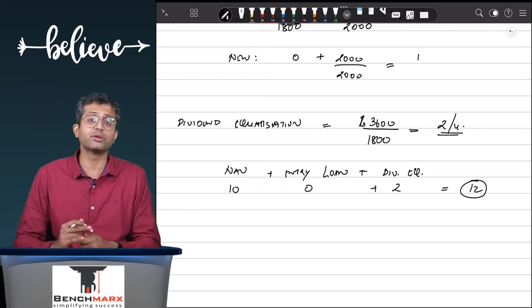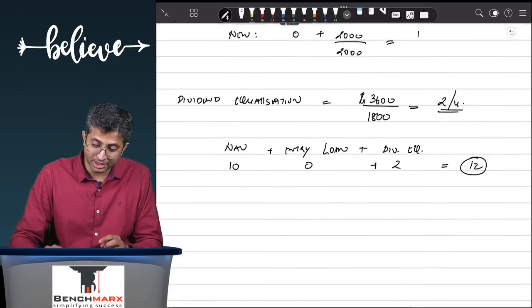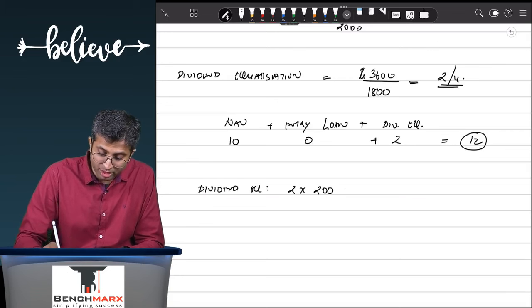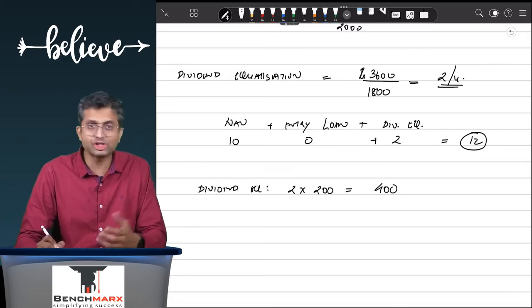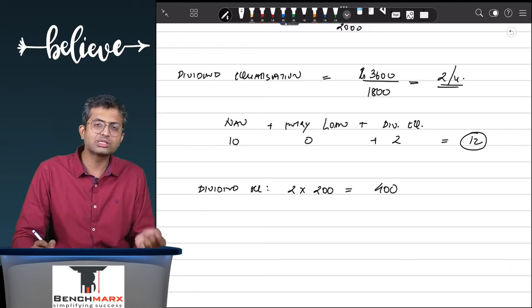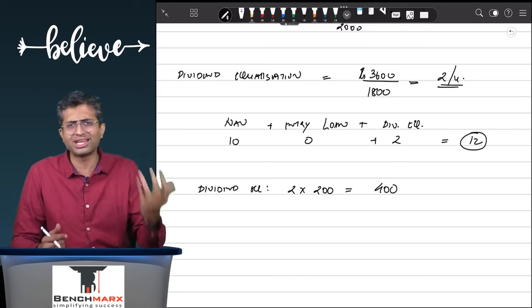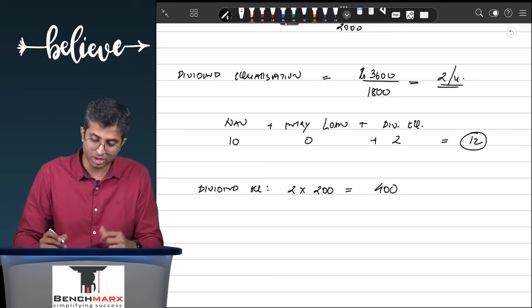Now how does this result in a fair distribution? What will happen is the amount received in the form of dividend equalization is 2 rupees per unit into 200 such units, and as a result 400 is additionally received, and this 400 is to be available for distribution. So this is a part of distributable profit, and hence this is a part of income available for distribution.